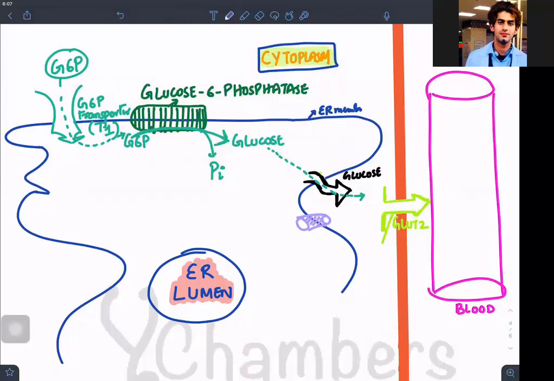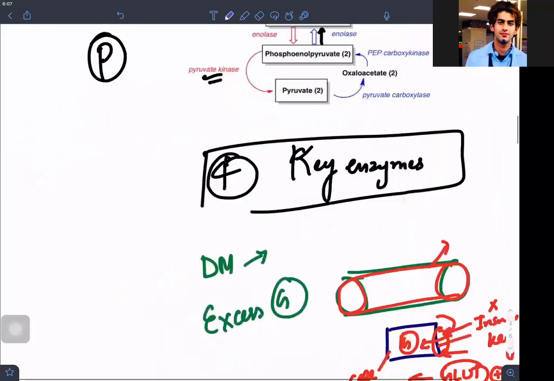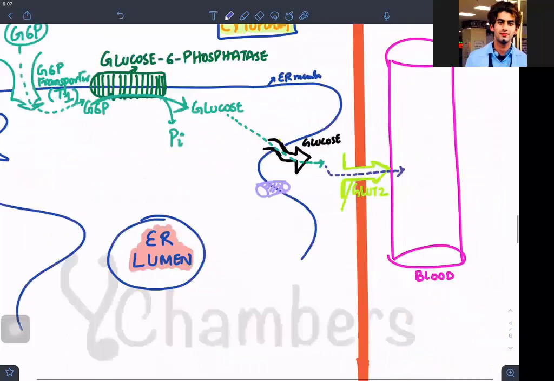My task is done. It came into the circulation, and what is it going to cause? Hyperglycemia. It will increase the glucose concentration in the blood. So I am having increased glucose. What about this inorganic phosphate? It is also coming through its own transporter.